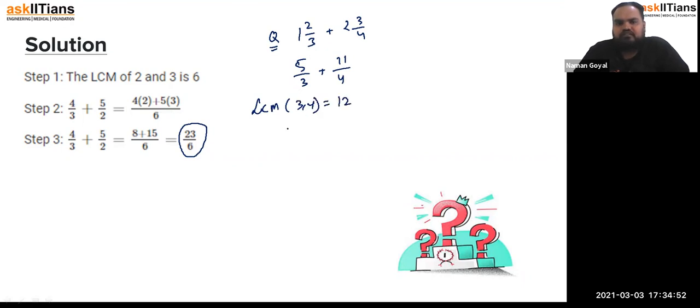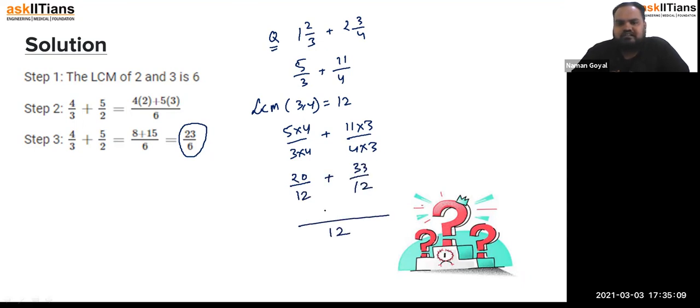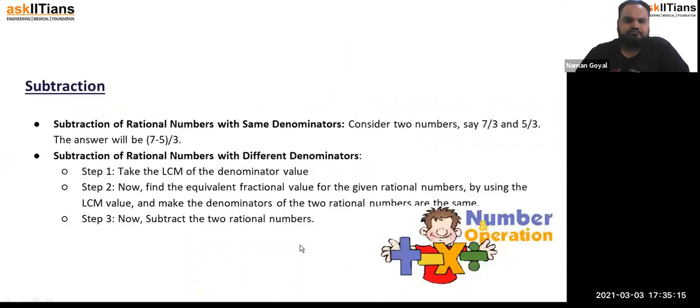So to make this 12, we are going to multiply by 4 in numerator as well as in denominator, plus 11 into 3 upon 4 into 3, right? So how much we got? 20 upon 12 plus 33 upon 12, right? So 12 is the LCM and 53 upon 12 is the answer. Got it? I think you got the concept, right?